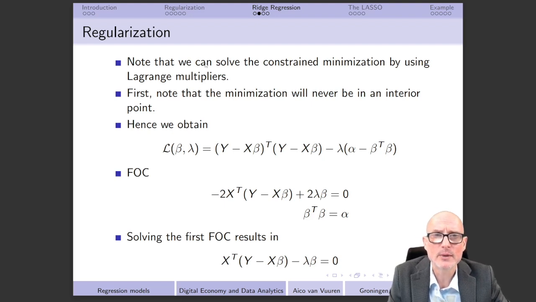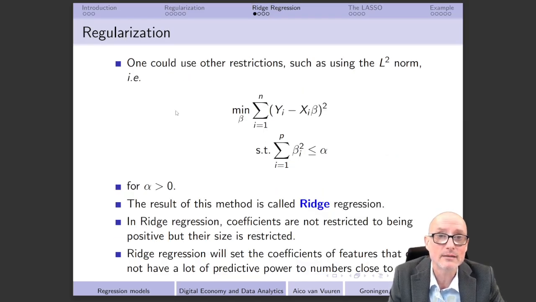Note that in this case we can solve the constraint minimization problem by using Lagrange multipliers. And therefore first note that the minimization will never be in an interior point, as I already said. And that's exactly the same as what we already have seen with respect to best subset selection. At the moment that this is going to be a strict inequality, then we can always increase some of the betas in such a way that we are going to have an equality and reduce this criterion function.